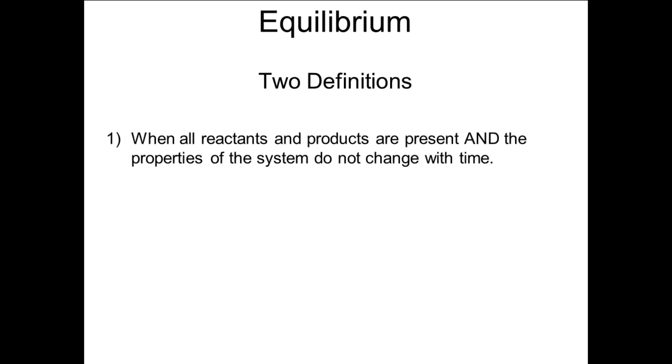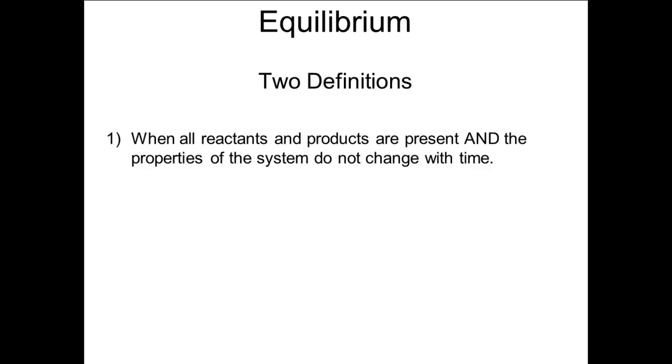In order for the forward reaction to occur, all the reactants must be present. In order for the reverse reaction to occur, all of the products must be present. Equilibrium is when this is true and the properties do not change with time. So the first definition of equilibrium is when all reactants and products are present and the properties of the system do not change with time.